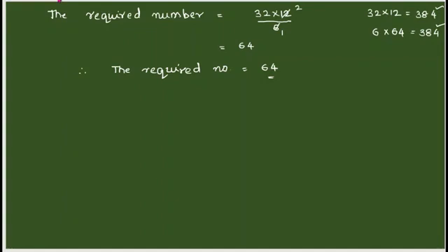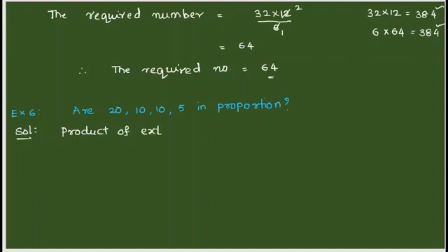Okay children. Now let us see another example. Example 6, it is asked to check whether 20, 10, 10 and 5 are in proportion or not. So now let us check. Here the four numbers are given. So what are the extremes? 20 and 5. Let us find the product of extremes. Product of extremes equals 20 multiplied by 5. So 20 into 5 gives us 100.